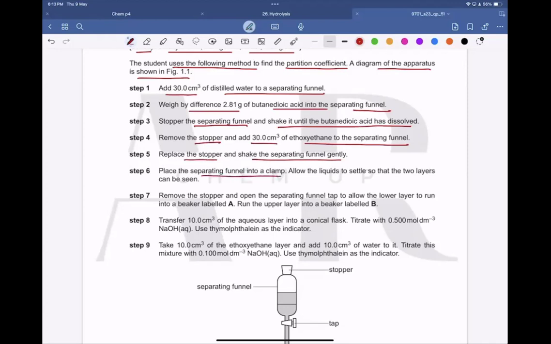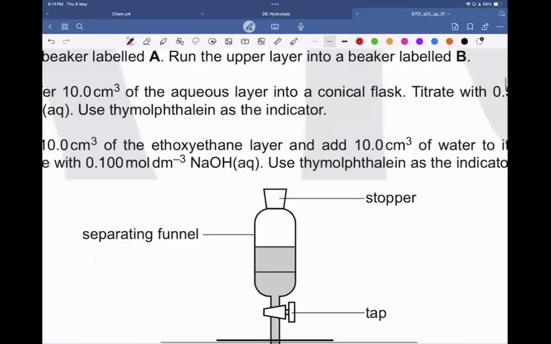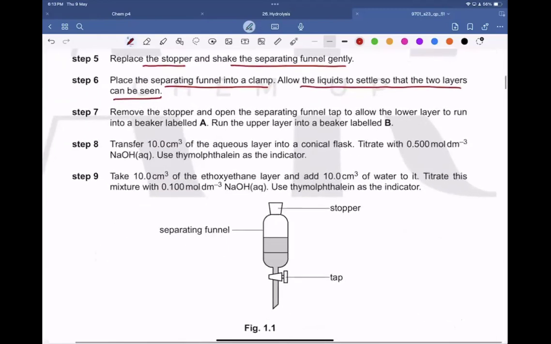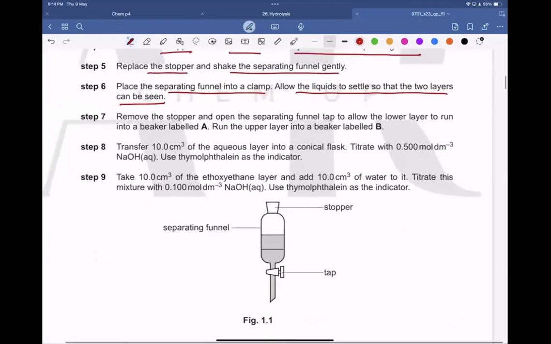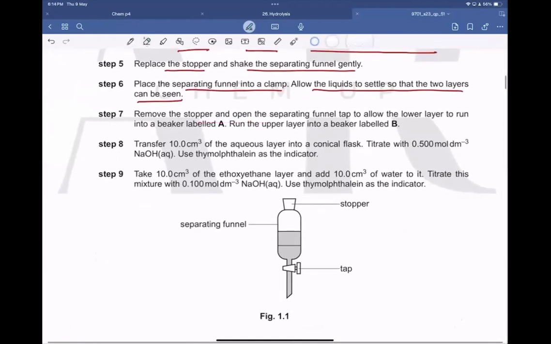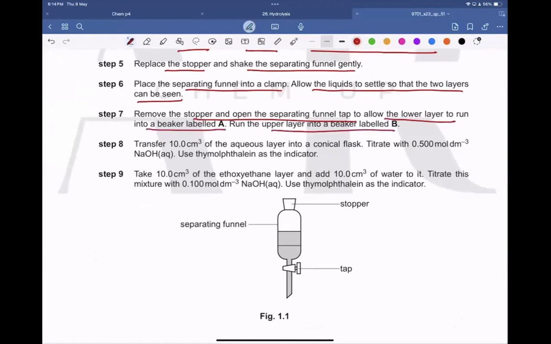Place the separating funnel into a clamp. Allow the liquids to settle so that the two layers can be seen. Like this, if you are observing, see, there are two layers. Remove the stopper and open the separating funnel tap to allow the lower layer to run into a beaker labeled A, and run the upper layer into a beaker labeled B. So then we have separated both the layers.